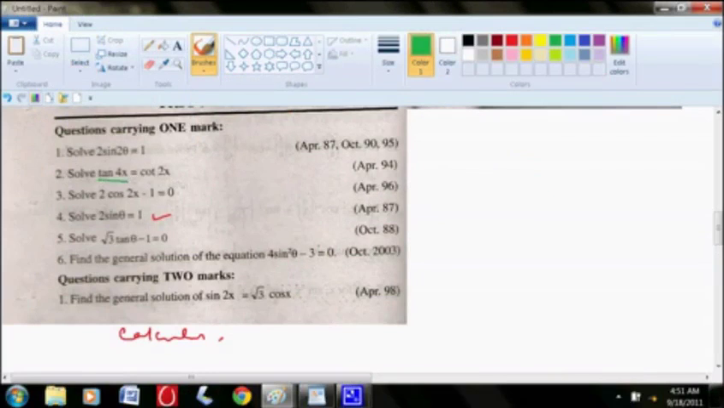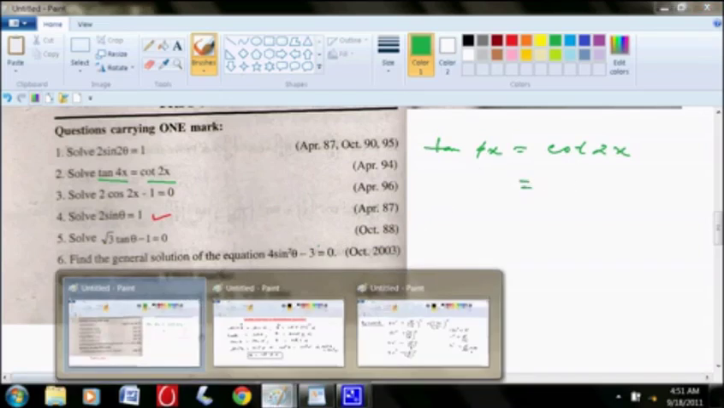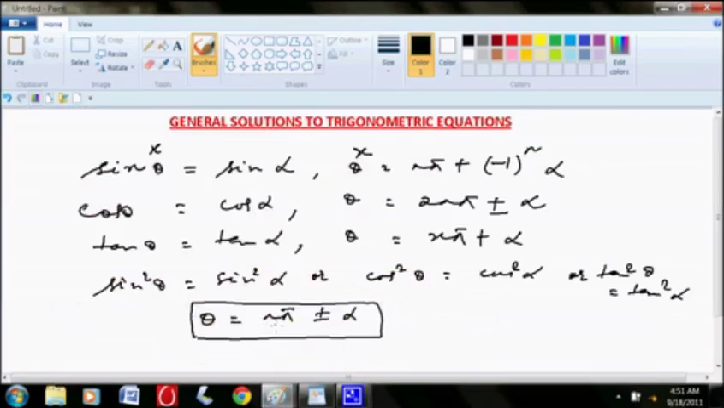Now tan 4x is cot 2x. These kinds of questions can be done by many means. Your textbook might be giving some answer, and the solution book that you might be following could also be giving some other answer. My discussions are confined to these 4 formulae. I do not want to bring in another extra formulae.